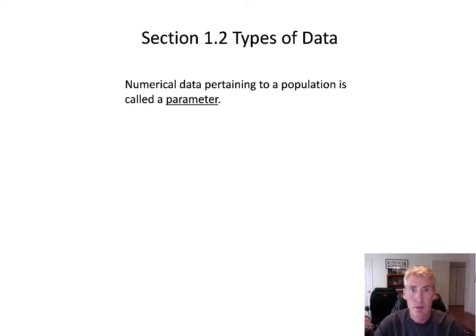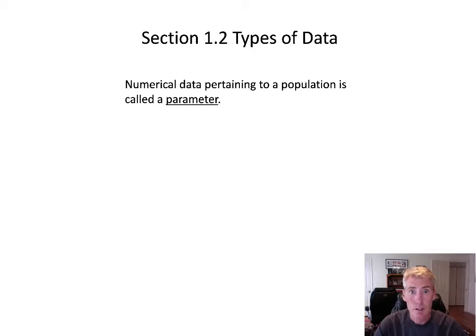So to begin with, the total population would be all of the subjects that you are going to be studying. For example, if it was the United States, we're talking about 329 million people. Well, if you were to collect some numerical information from all of those people, that would be called a parameter.